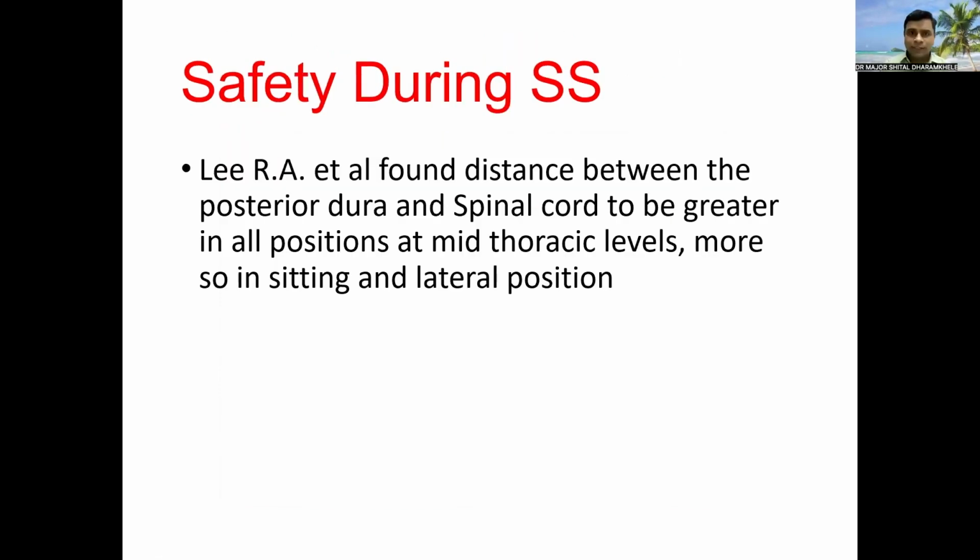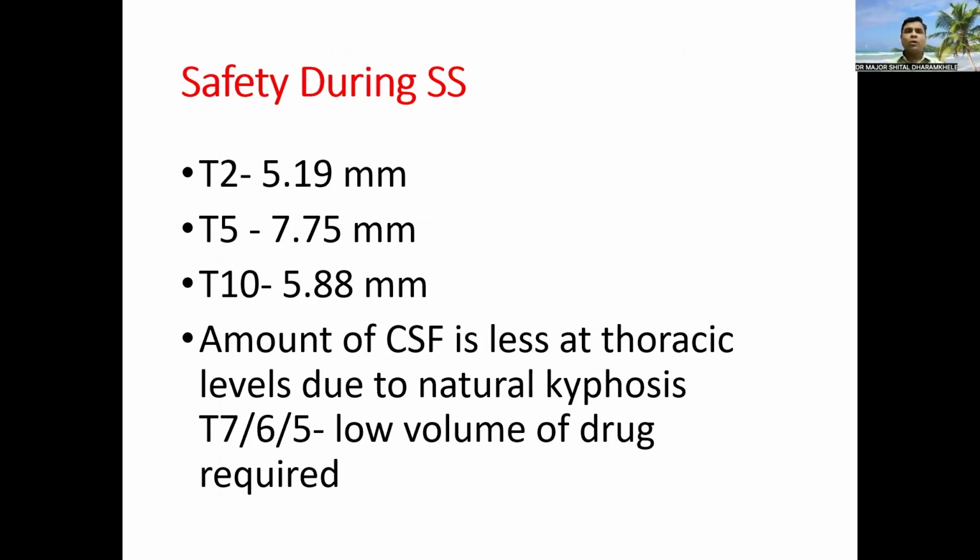Lee R.A. et al. found the distance between the posterior dura and spinal cord to be greater in all positions at the mid-thoracic level, more so in the sitting and lateral positions. On MRI examination, at the T2 level the distance was 5.19 mm, at T5 it was 7.75 mm, and at T10 it was 5.88 mm. So where our target is the T4, T5 level, the distance between the posterior surface of the spinal cord and the dura is highest, that is 7.75 mm.